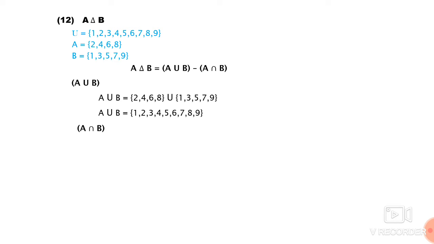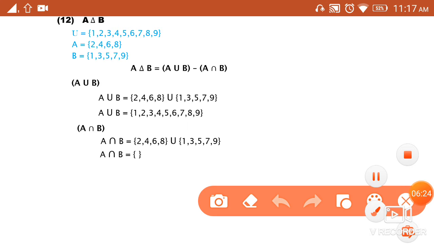We are finding A intersection B, so we will write set A first, then use the symbol of intersection here, and then set B. When finding the intersection, we just write down the common elements, only the common elements. So set A intersection B will be the null set. Please keep in mind that we are going to use the symbol for intersection here, not the symbol for union. A intersection B is just the null set.